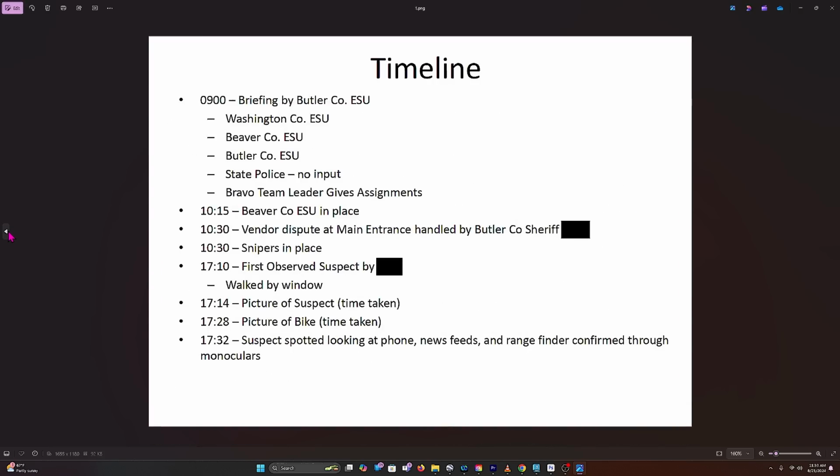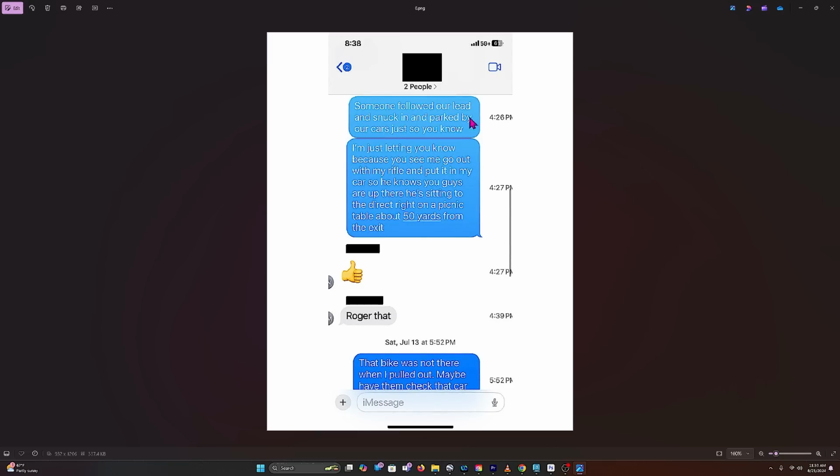So if we go back to this text, someone followed our lead and snuck in and parked by our cars, just so you know. I'm just letting you know because you see me go out with my rifle and put it in my car, so he knows you guys are up there. He's sitting to the direct right on a picnic table about 50 yards from the exit.